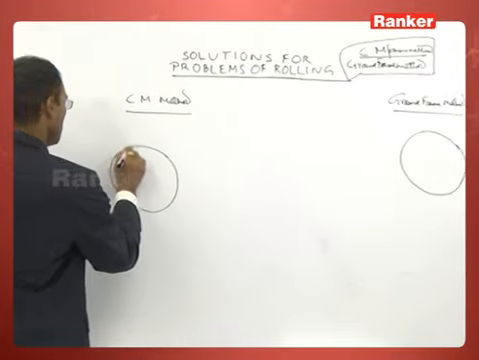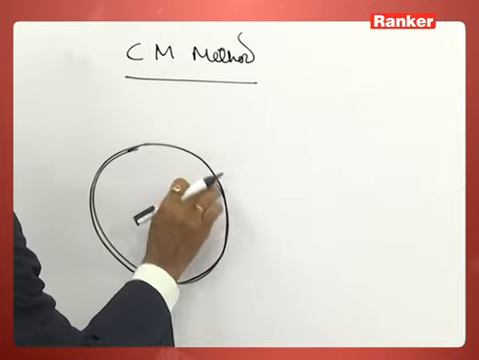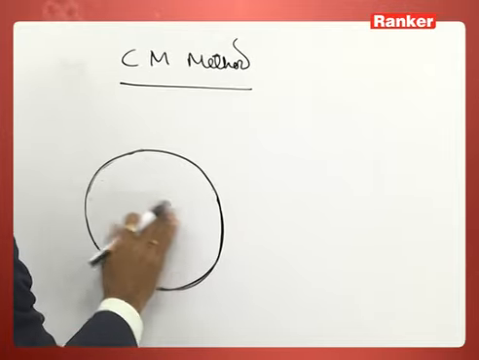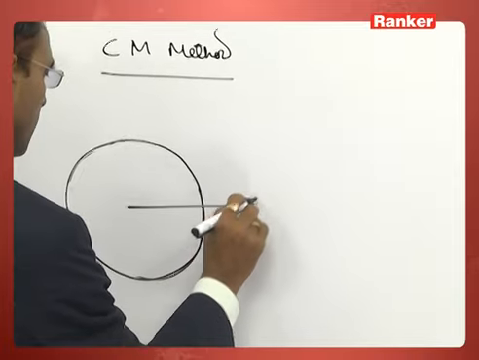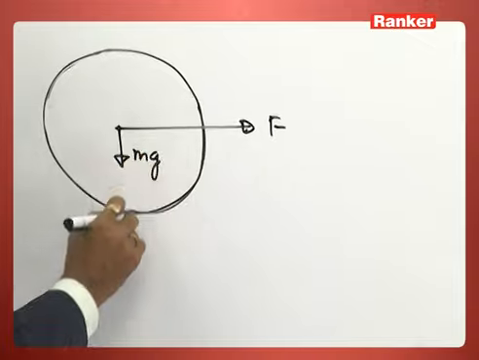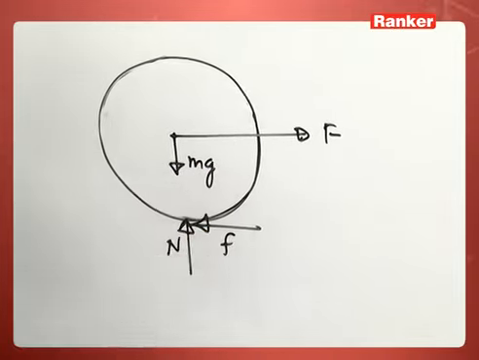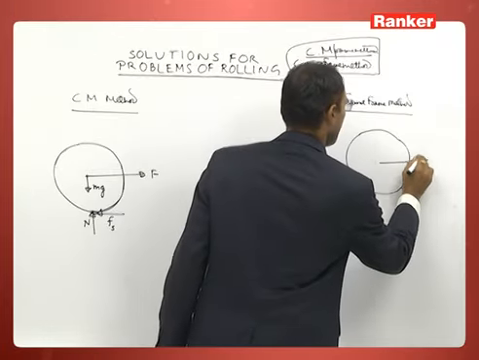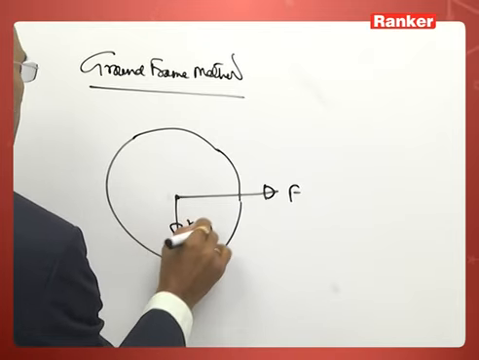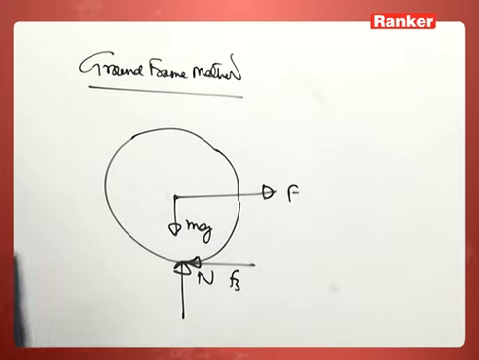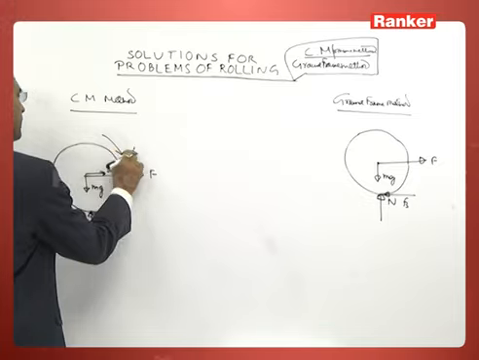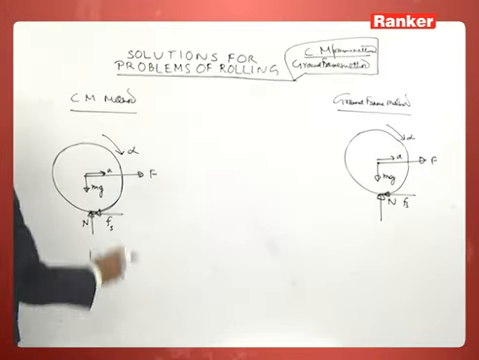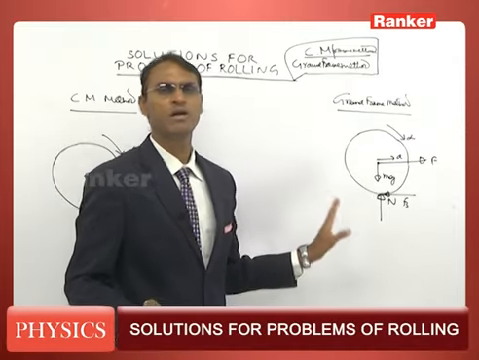The rolling body: here forces are acting: applied force, gravity, normal reaction, frictional force, which I have assumed backward. Also the acceleration of the center of mass and angular acceleration. The directions of a, alpha, and Fs we have assumed.